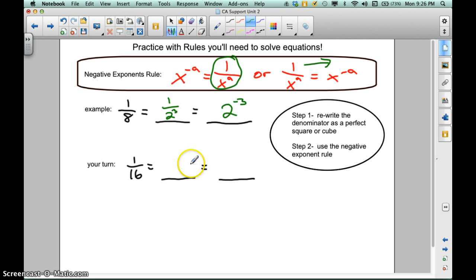You try one here. Remember, step 1, rewrite the denominator as a perfect square or cube. So what can you do with the 16? I hope you recognize that 16 is 4 squared. Okay, now that you have that, look at what we did in the last example, and how would you rewrite this with a negative exponent so that there's no more fraction?